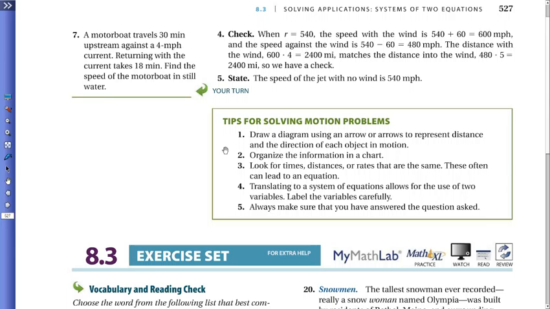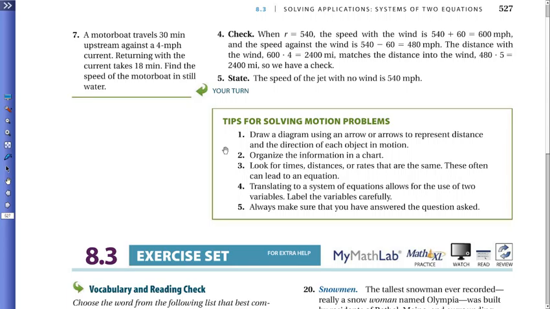Translating into a system of equations allows for the use of 2 variables. Make sure you label those variables carefully. Remember what they are defined to be. And always make sure you answer the question asked. See that all the time. You go through a lot of work, a lot of details, get it all right, and then forget to answer the question.